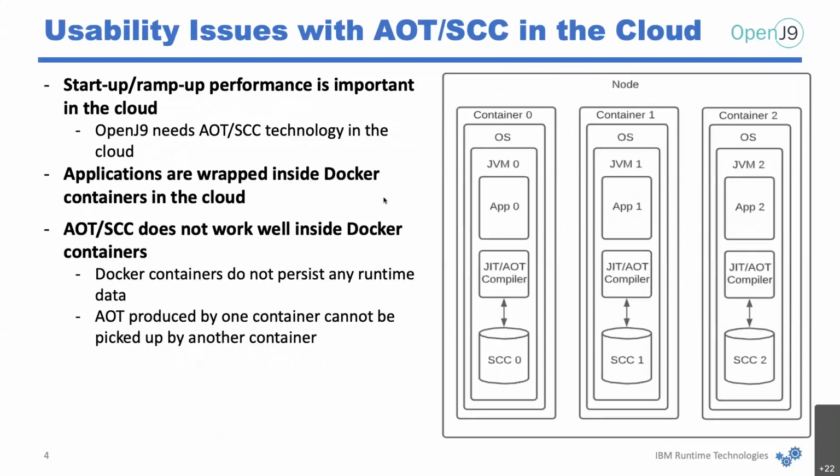With the emergence of containers and the microservices architecture, where we have lots and lots of lightweight applications that are constantly being scaled up and down, startup performance becomes very important in the cloud, which in turn makes this AOT SCC technology extremely important to OpenJ9 in the cloud. However, there are some usability issues with this technology in the cloud.